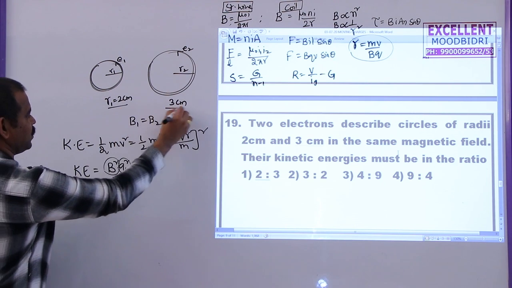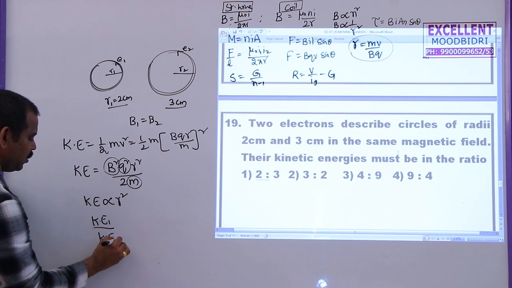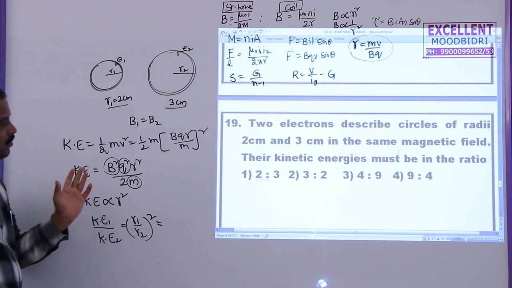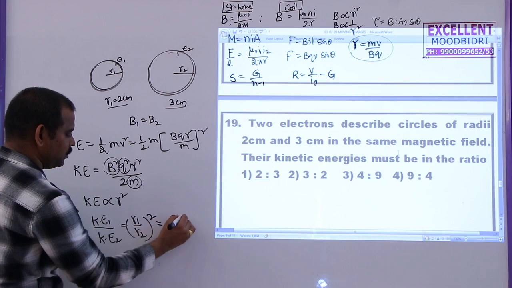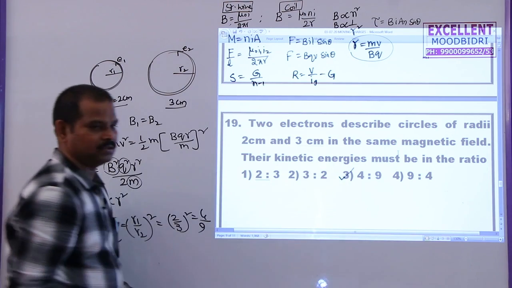So here R1 is this, R2 is this. So what is KE1 by KE2? This is R1 by R2 whole square. What is R1 here? R1 is 2 centimeter, R2 is 3 centimeter. So 2 by 3 whole square. This is 4:9. Option 3 is correct.